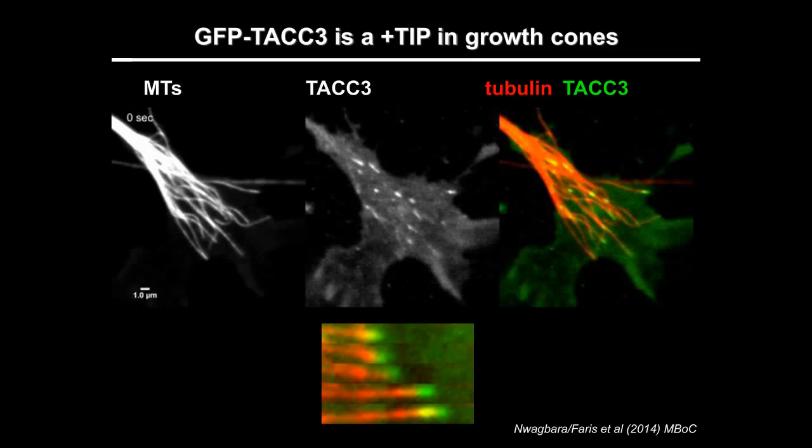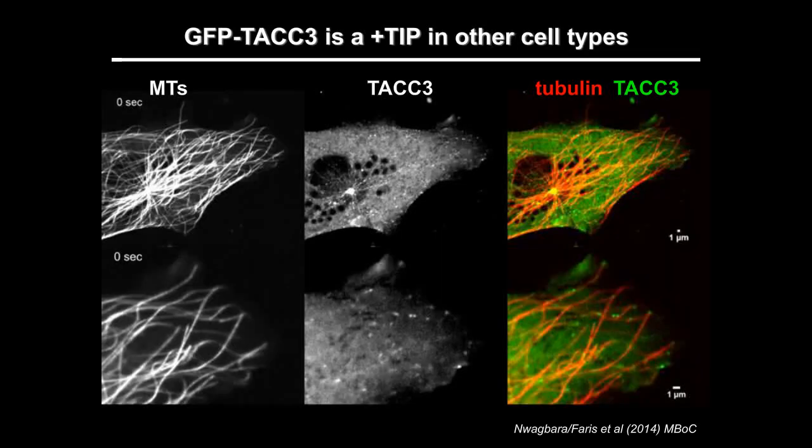And this plus end localization was not specific to neurons. Other cell types also showed the plus end localization. So in the bottom you could see these red polymers. Those are microtubules with the green puncta at the tips of them. That's TACC3. And this was the first evidence in a vertebrate system that TACC3 could function as a plus end tracking protein. Again, movies of this you can find on my lab's website.